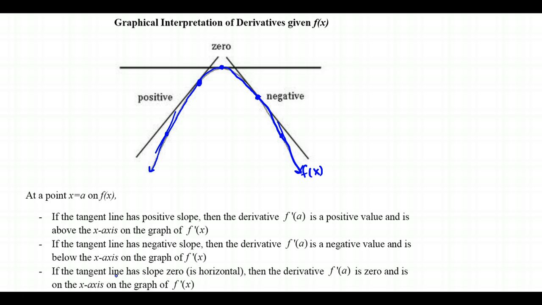And then finally, if the tangent line has slope 0, so it is horizontal on the original graph, then the derivative at that point, f prime of a, is 0. So on the graph of the derivative, it's going to be on the x-axis. So we're going to use this information to help us sketch the graph of f prime of x given the graph of f of x.